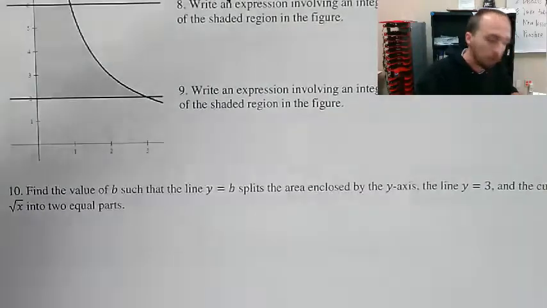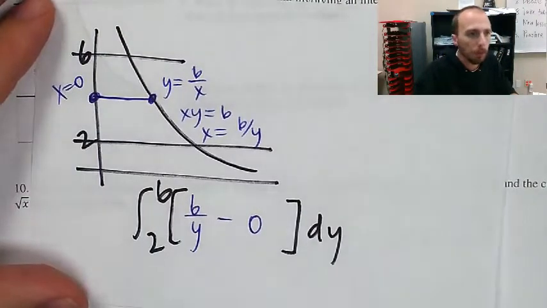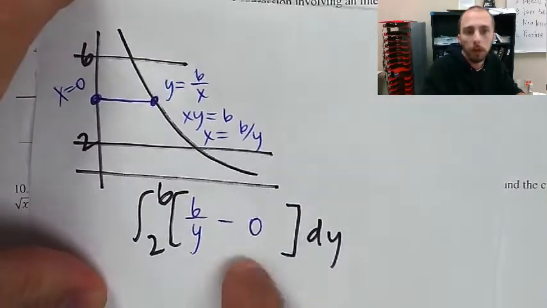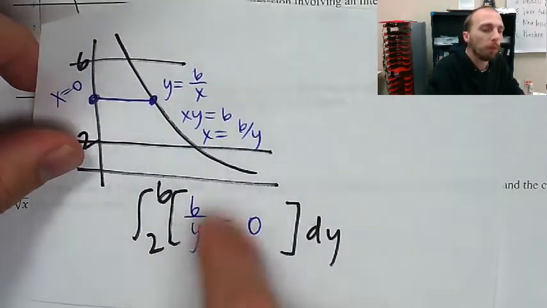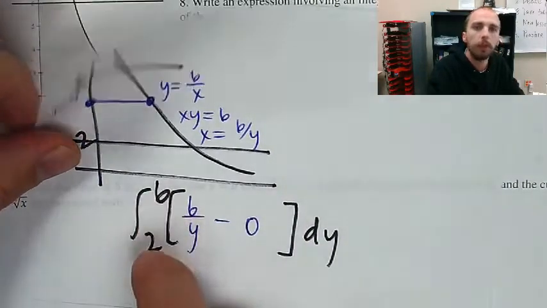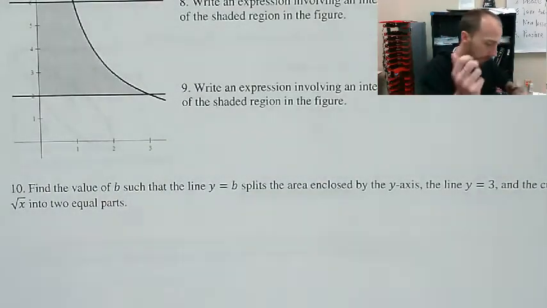But it didn't say find the area, it just said write an expression, so I just wrote the expression. If you needed to practice your integration, that's where you would take this. The next couple of steps, you'd find an antiderivative for 6 over y with respect to y, you would plug in 6 and 2, you would subtract, you would get yourself an area.